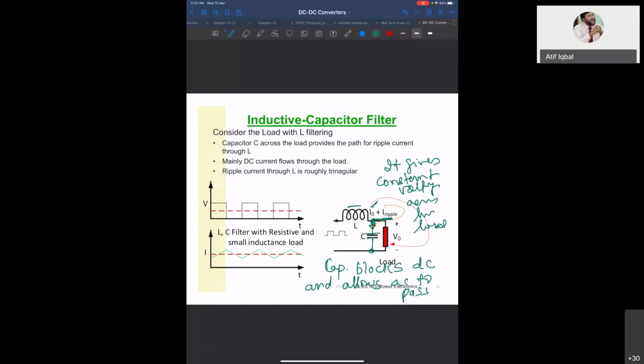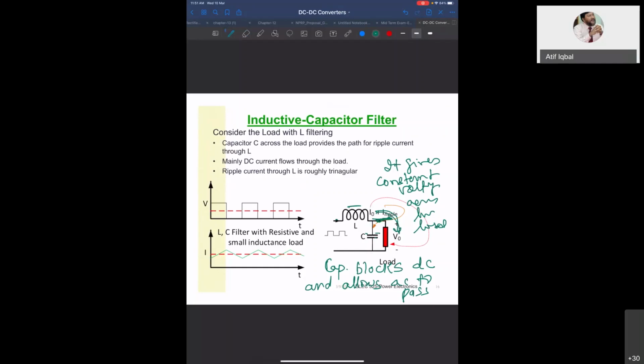So that ripple current will very easily pass through the capacitor. The average current, the DC current that remained, goes into the load. And this is our desired condition, that I want the DC to pass through the load and the AC, or ripple, to be filtered out.